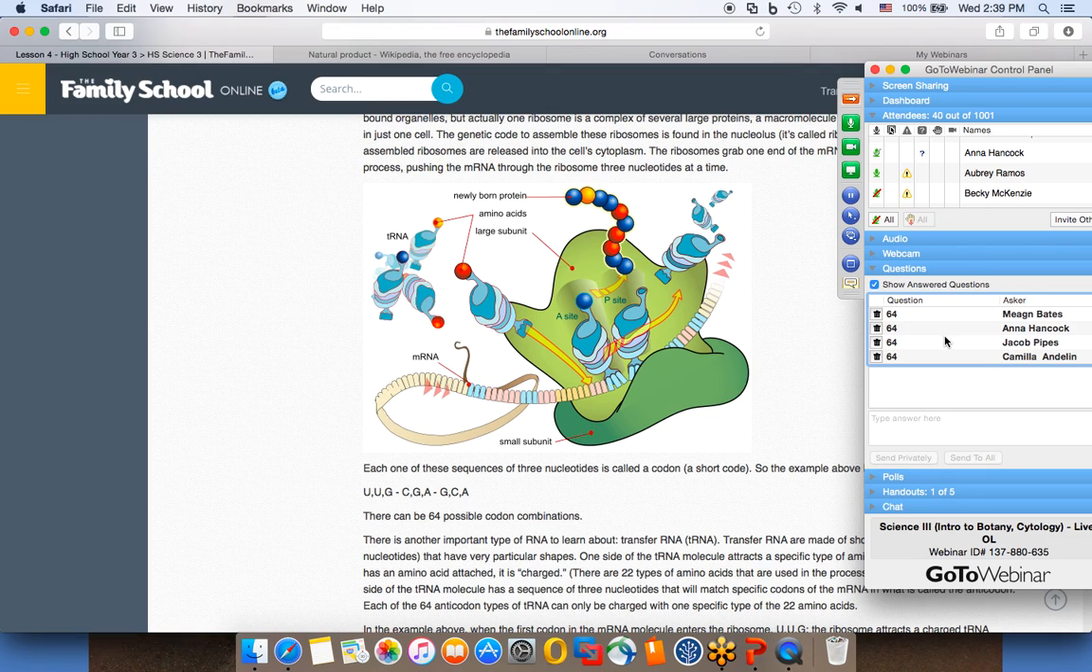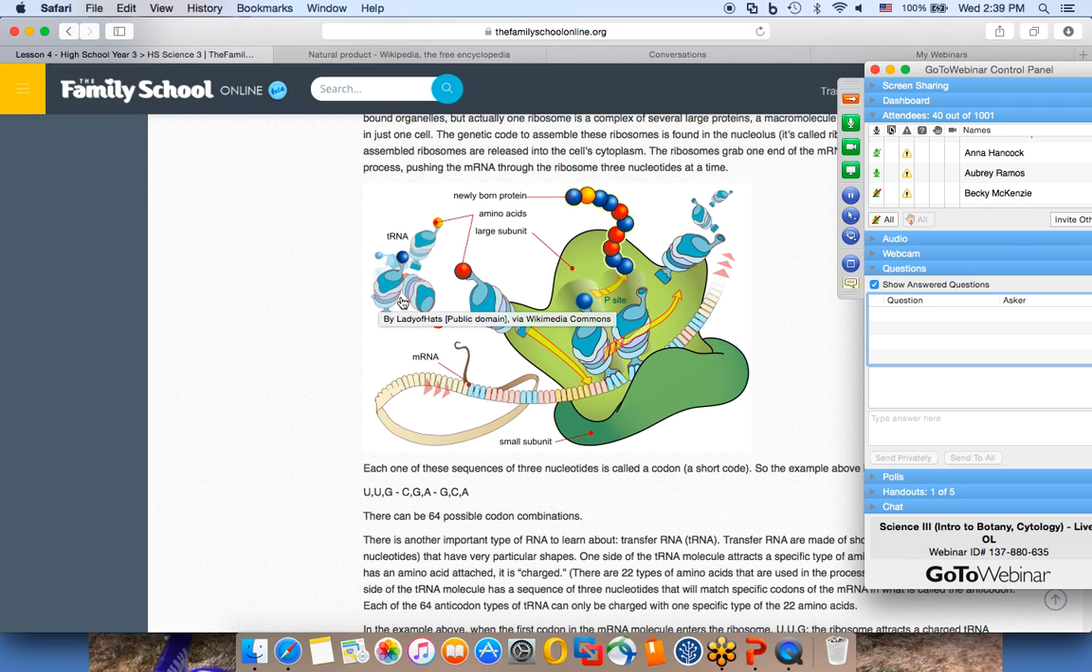64, yes. Megan, Anna, Jacob, Camilla, they all say 64 combinations. And then there's another type of RNA that is called the tRNA. This is the transfer RNA. So the transfer RNA is also a piece of RNA, but has a special type of property. Do you know what those properties are for the transfer RNA? What do they do?